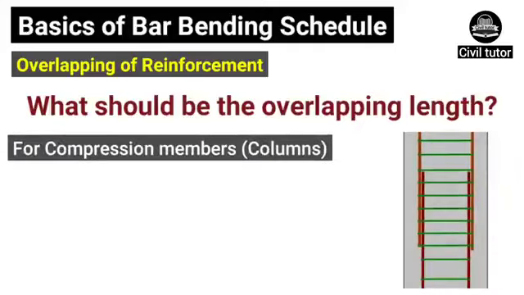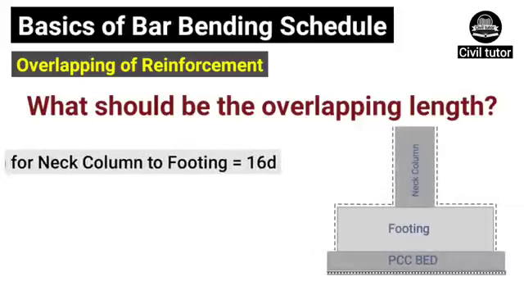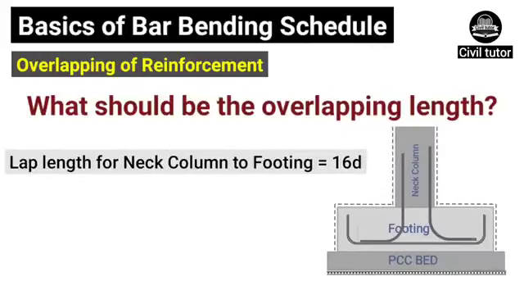For compression members, that is columns, the lap length should be taken as 40D, where D is the diameter of the bar. And for tension members, that is beams, the overlapping length should be taken as 50D. But from the practical point of view, we can take 50D for both columns and beams. If we need to overlap the reinforcement from neck column to footing, the lap length should be taken as 16D. This length is also known as development length.